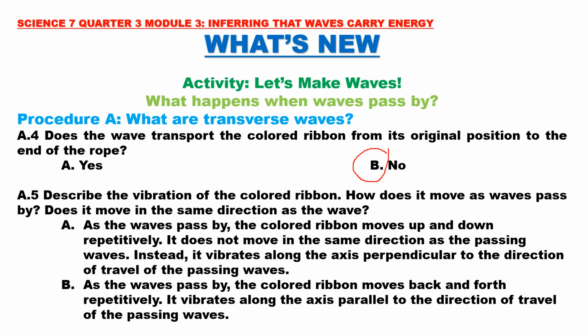So, ang answer natin dito ay letter A. So, di ba yung ating colored ribbon ay nag-move ng up and down, tapos ang kanyang vibration or direction ng waves niya ay perpendicular doon sa movement ng colored ribbon. So, para mas ma-explain pa natin yon, tingnan ulit natin yung ating illustration.